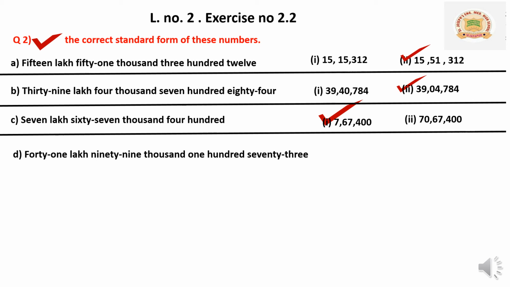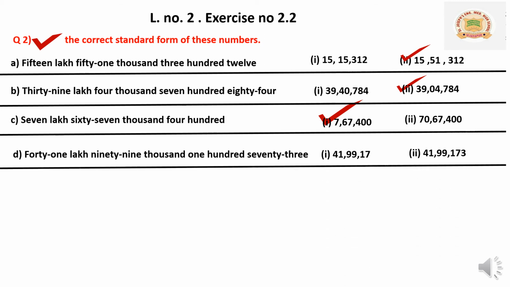41,99,173. Let us take the options. Now read the first option: 41. Oh, see here, the answer format is wrong. Why? Because option number 1 is wrong. If you see the ones period, they have given only 2 digits. But the ones period should consist of how many digits? 3 digits. Yes or no? So option number 1 is wrong.